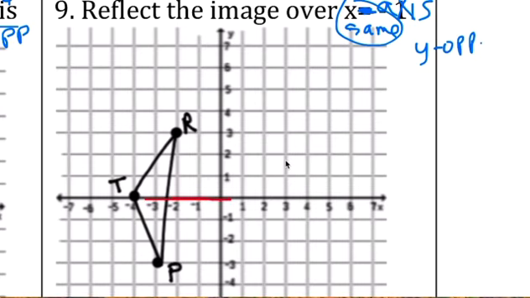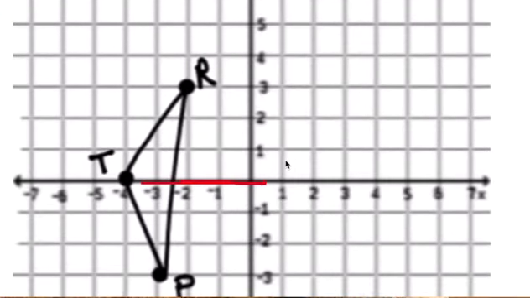Okay, that's the x-axis right here, so letter x. Reflect it. It's 3 away from the mirror. This is the mirror right there. So it's 3 down right here. There would be letter R prime.